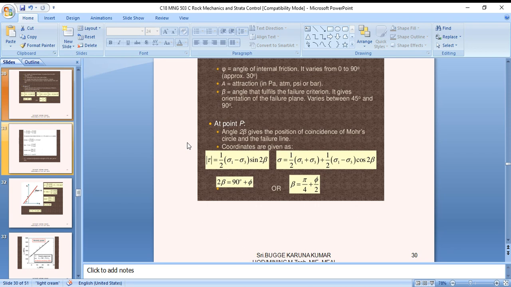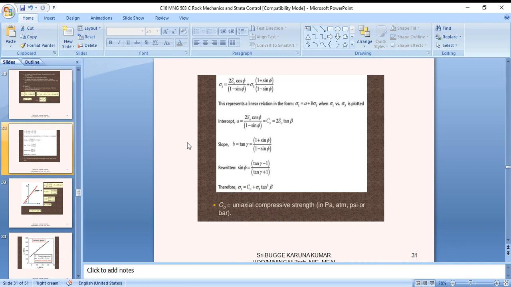The coordinates are tau equal to 1 by 2 (sigma 1 minus sigma 3) sin 2 beta, and sigma is equal to 1 by 2 (sigma 1 plus sigma 3) plus half of (sigma 1 minus sigma 3) cos 2 beta. So overall, 2 beta is equal to 90 degrees plus phi, and beta is equal to pi by 4 plus phi by 2.